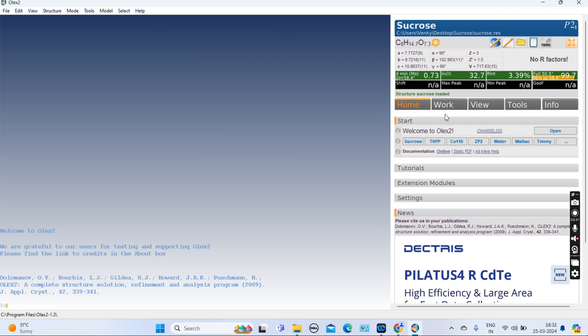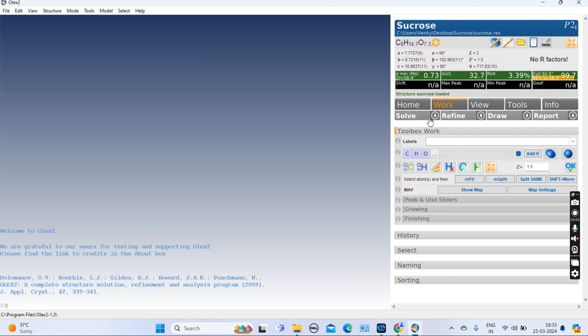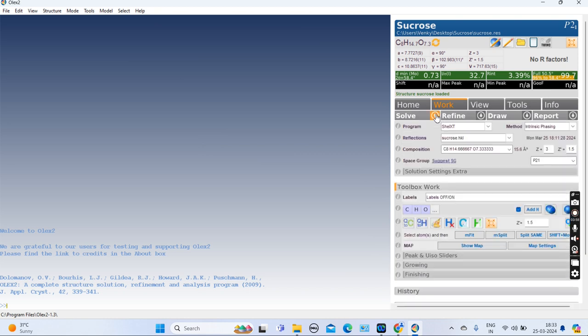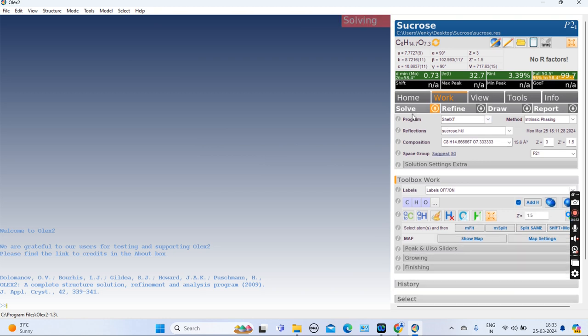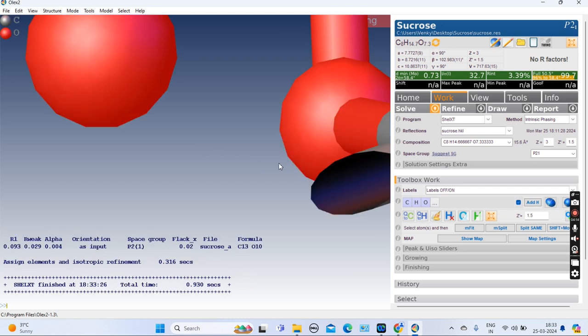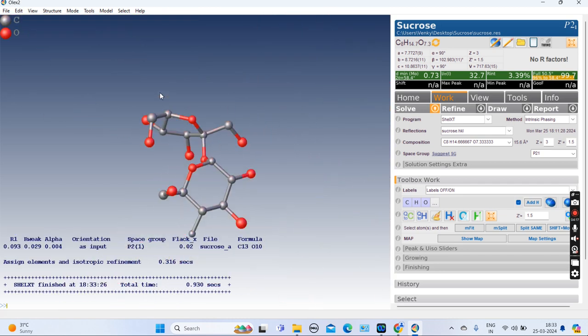Then go to here, different buttons are there, home, work, like that. You go to work. Under this again sub menus are there. You go to solve. Here you use SCXRD, that is a program I shared. You can use any of the other software also. Both are equally good. All are equally good. Here click solve. So you can see your structure.